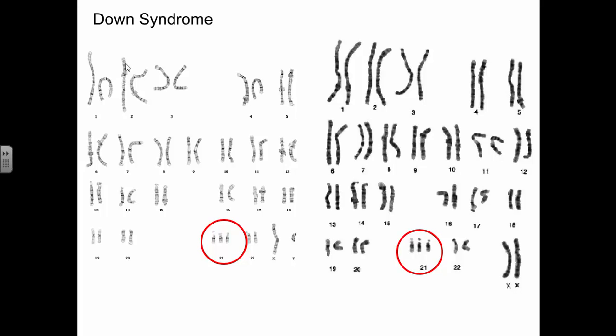So it's only in the 21st? Only the 21st. There are other chromosome abnormalities, like trisomy 13, which is when a person gets an extra 13th chromosome. A different set of conditions results from having that extra 13th chromosome. But for Down syndrome, it's just the 21st.